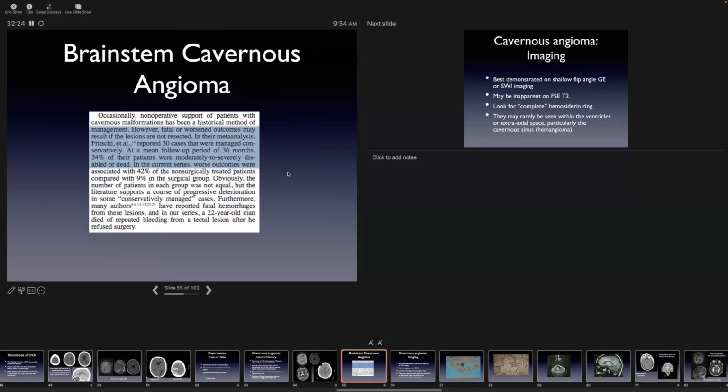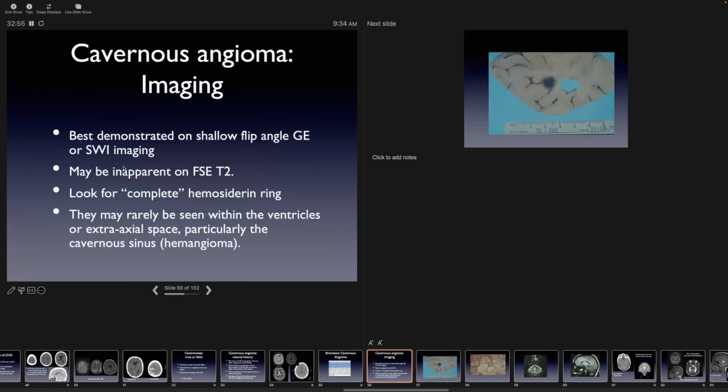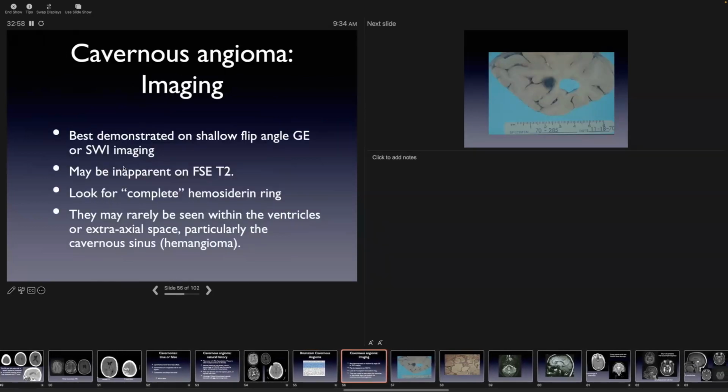This is an older article, but I just want to point out in this meta-analysis, they had 30 cases that were managed conservatively, meaning they did not have surgery, and at a follow-up of 3 years, 34% of the patients were moderately to severely disabled or dead. So in patients that you see with a hemorrhage from a brainstem cavernoma, I think that they should at least be considered for surgical resection because of the risk over time of morbidity or mortality associated with a second hemorrhage. Now, cavernous angiomas are best demonstrated on either shallow flip angle gradient or really best seen on SWI imaging.